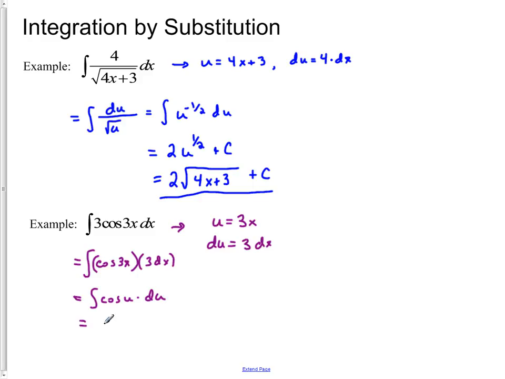Well, its antiderivative, the antiderivative of cosine, is the sine of u plus a constant. And replacing u one last time, because our expression was in terms of x, our antiderivative must be in terms of x. We've got the sine of the quantity 3x plus a constant. So there you go. There are some basic examples to start us out on this method of integration by substitution.